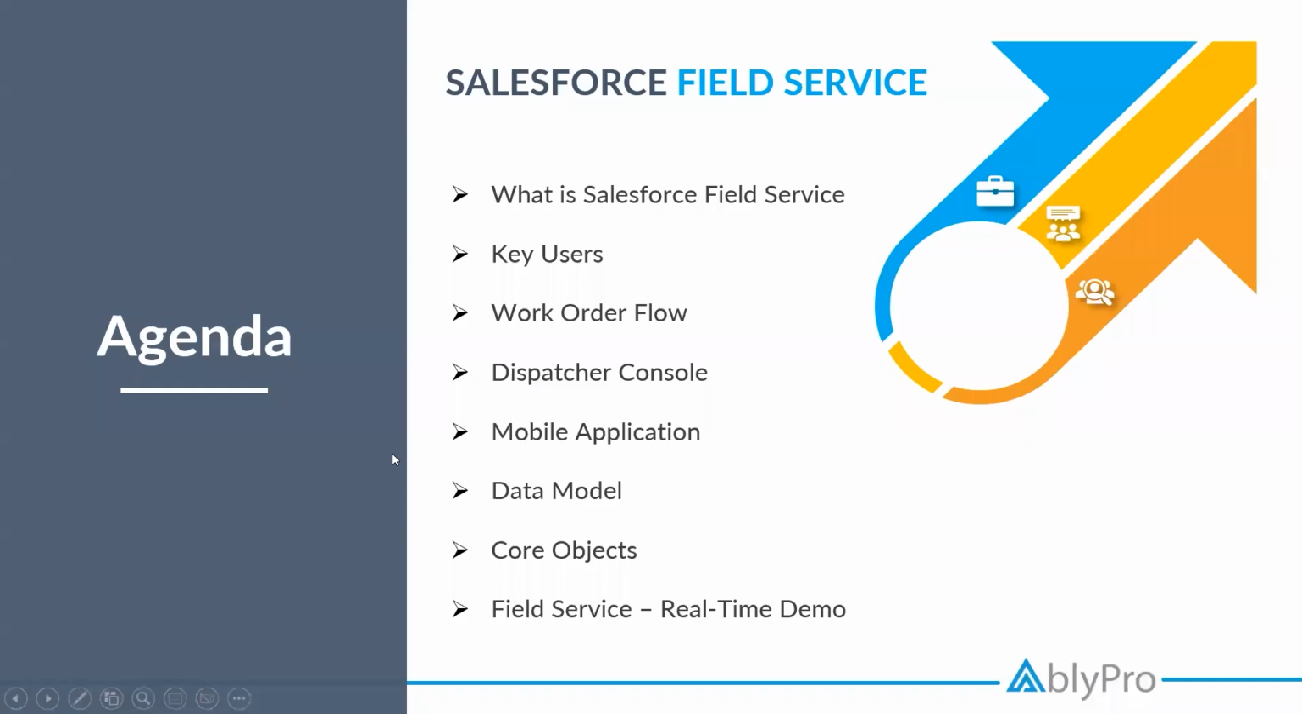So the agenda, obviously, we're going to talk about field service, what it does. Then we'll talk about the key users and the key players that use the system and how they interact with one another. Next, we'll go through the workflow process of a typical organization. Then we'll talk about the dispatch console and some of the features that it has and the overall features that field service has. Then we'll talk about the specific field service application that the remote workers, field technicians use to service a particular account and appointment.